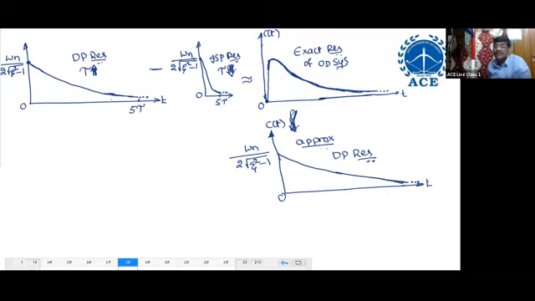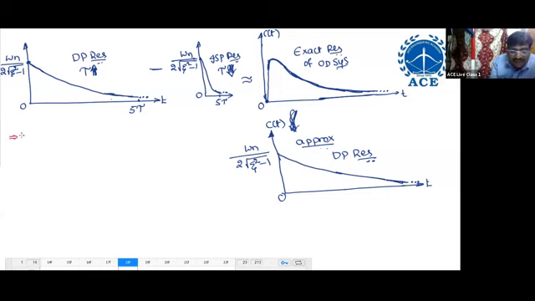That's all. So here, what happened? There are no more oscillations. That's why they called it overdamped. Over means overcoming the damped oscillations. That's why it is called an overdamped system.